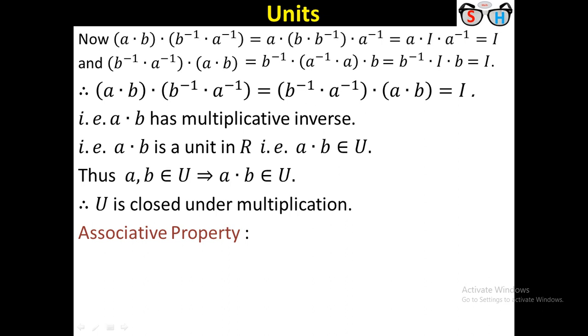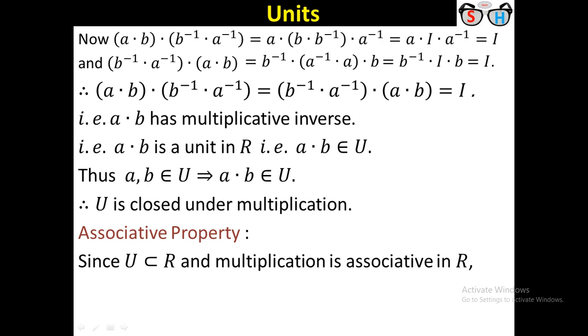We know that the associative property is an inherent property, that is, if the associative property holds in a mother set, then a subset of the mother set also satisfies the associative property. Since U is a subset of R and multiplication is associative on R, therefore multiplication is also associative in U. Since multiplication is associative in R, it also holds in U because it is an inherent property.